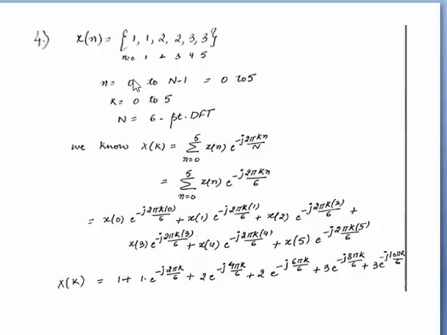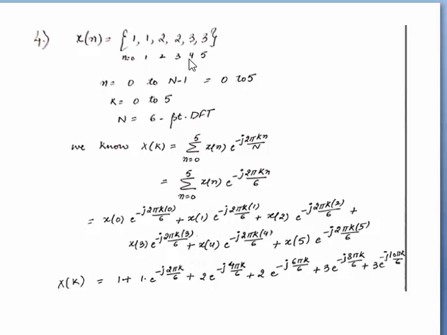The same way, the range of k is 0 to N minus 1, that means 0 to 6 minus 1, it becomes 0 to 5. Now capital N means the total number of samples of the sequence, that is 6. So we call it a 6-point DFT. Now we have to find out the DFT of this sequence.